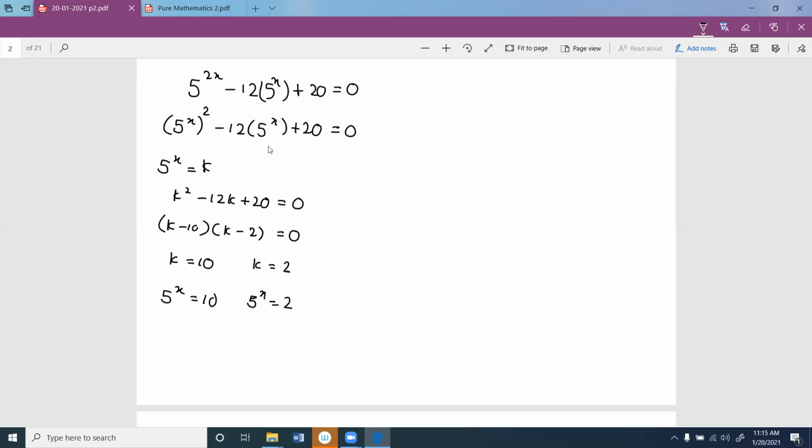Then I'll use the first part of it. 5 to the power x is 10 means, that 10 is not a power of 5. It's a multiple of 5, but it's not a power of 5. Then you can take the logarithm of both sides. Log base 10 of 5 to the power x equals log base 10 of 10. That works out to x times log base 10 of 5 equals log.